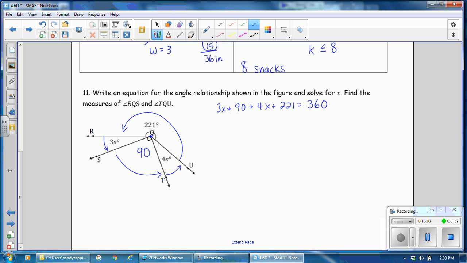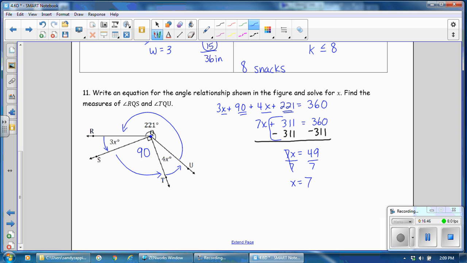Then I'll combine my like terms. So I've got 3x plus 4x is 7x. Combine your constants. 90 plus 221 is 311. Bring down the 360. To solve the equation, undo the addition with subtraction. Remember to do the same operation with the same number on both sides of the equal sign. This is equal to 0. Bring down the 7x. 360 minus 311 is 49. Divide by the coefficient, and the answer is 7.